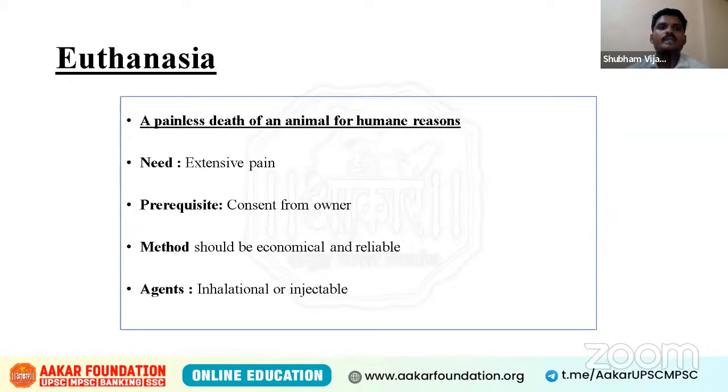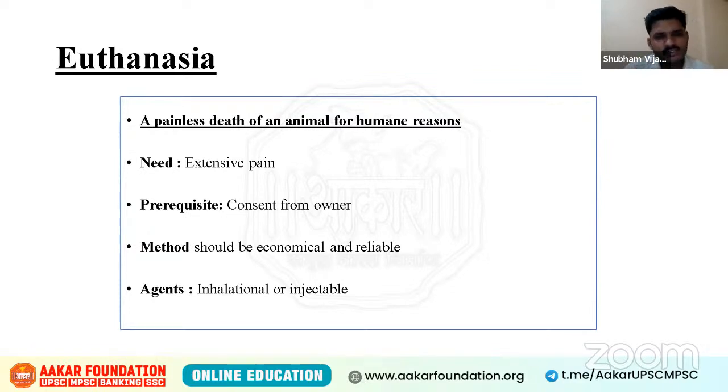Veterinary aspects of doping have to be thoroughly examined. Now, the next important term in our veterinary ethics and jurisprudence course is euthanasia. The literal meaning of it is a painless death of an animal for humane reasons. Again, this word is humane, meaning related to humanity, not human. This is H-U-M-A-N-E. Why is there a need? If an animal is suffering from extensive pain, then it's better it should die rather than suffer from that extensive pain.